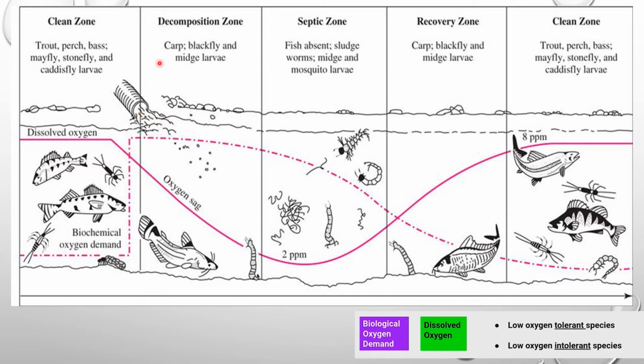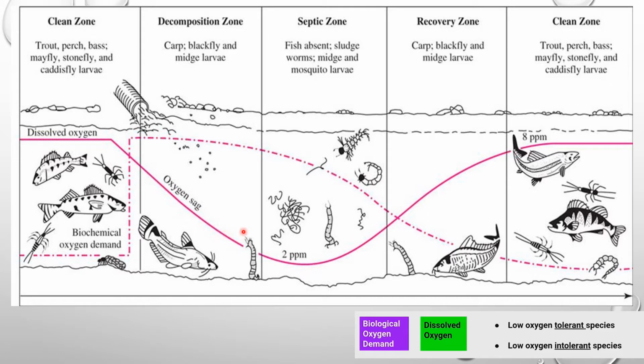So in our decomposition zone, we have carp, which is a type of fish that's very tolerant. We have black fly and midge larvae. These are organisms at a young stage of growth and development. They're very tolerant of this level of oxygen and BOD. And remember, our oxygen is the solid pink line, our BOD is the dotted line, okay? So they're tolerant of the drop in dissolved oxygen.